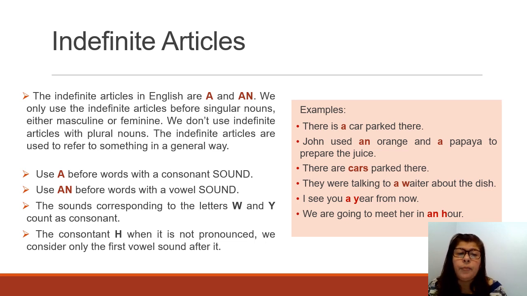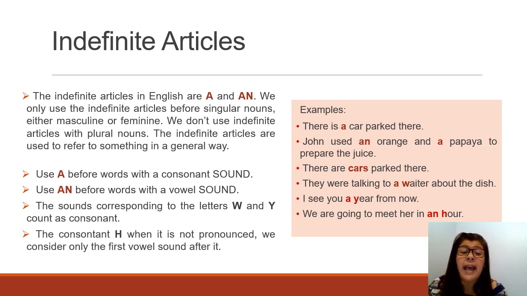So, we use a before words with a consonant sound. We have to pay attention because it's not the letter, but the sound you listen to. We use an before words with a vowel sound. The sounds corresponding to the letters W and Y are going to count as consonant sounds because these letters are considered semi-consonants. So we consider them in terms of sound as consonants.